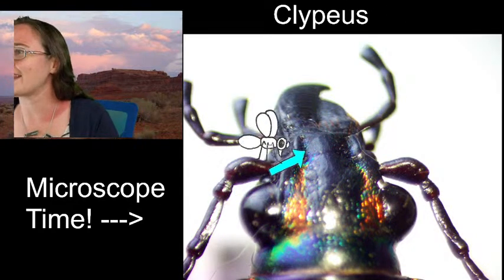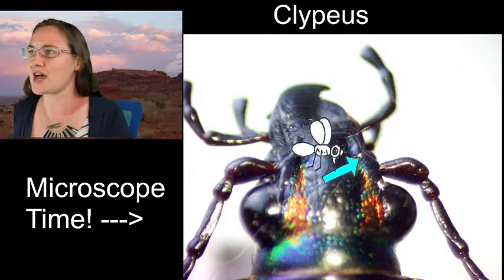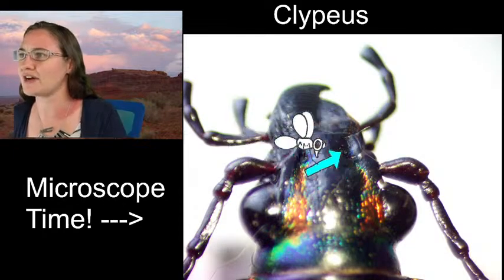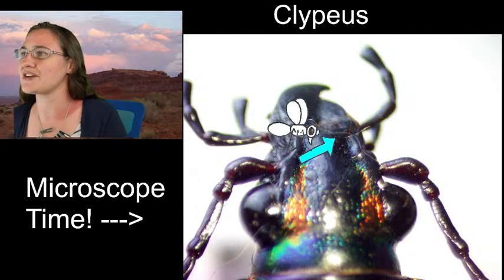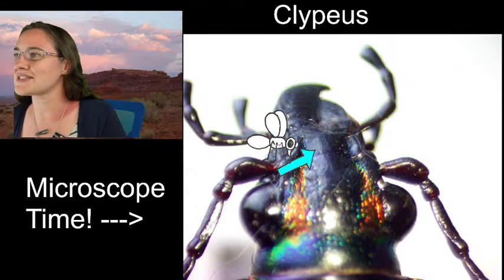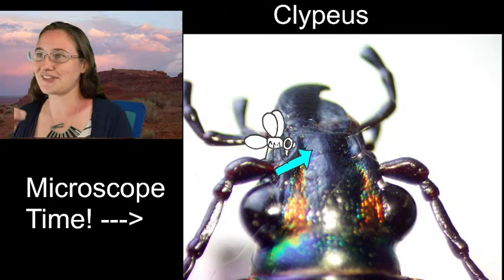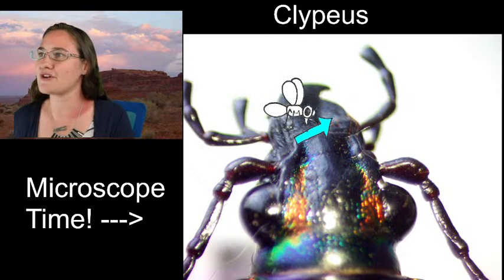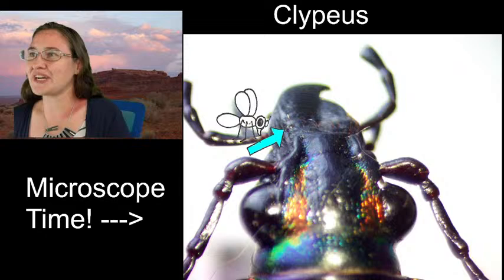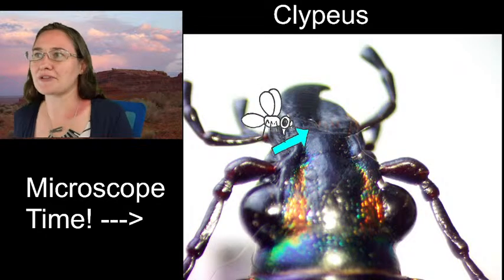It's right here. So you see how there's this suture or this line right here on the head, and then moving forward, it almost looks like this little rectangle. That right in there, that's going to be what we consider the clypeus. And then right after that, if I was to zoom in even further, I would probably see another itty-bitty segment, which would be the upper lip. That would be the labrum.